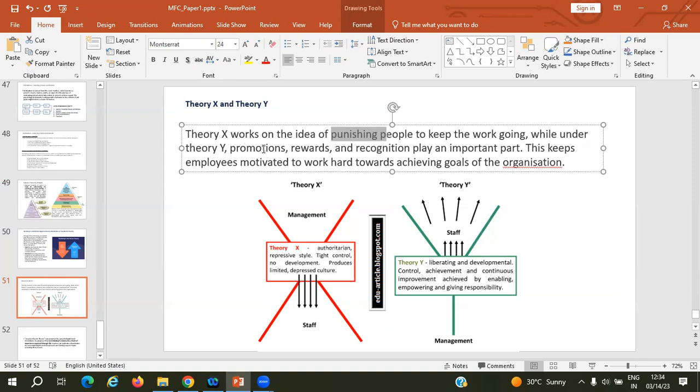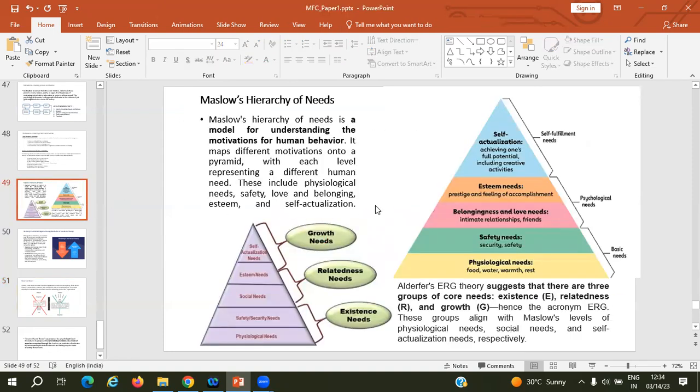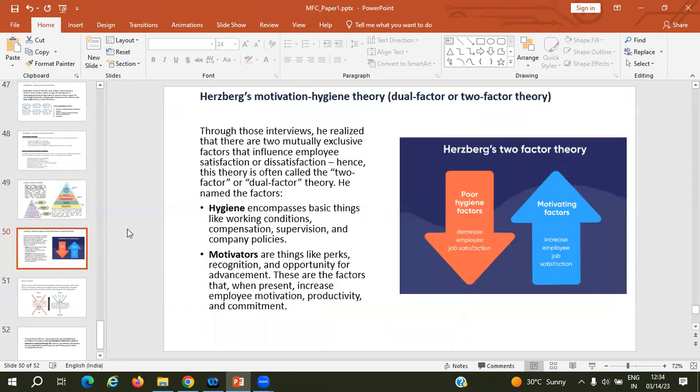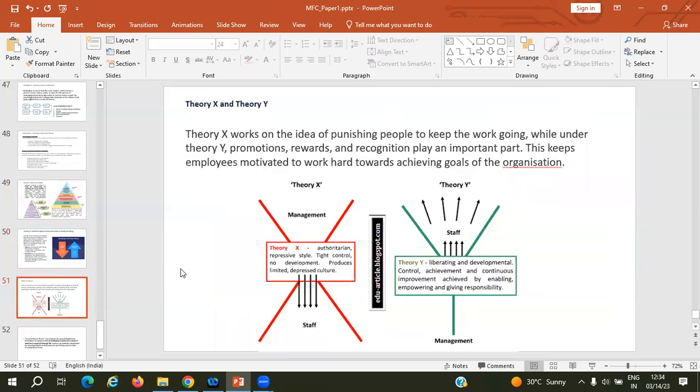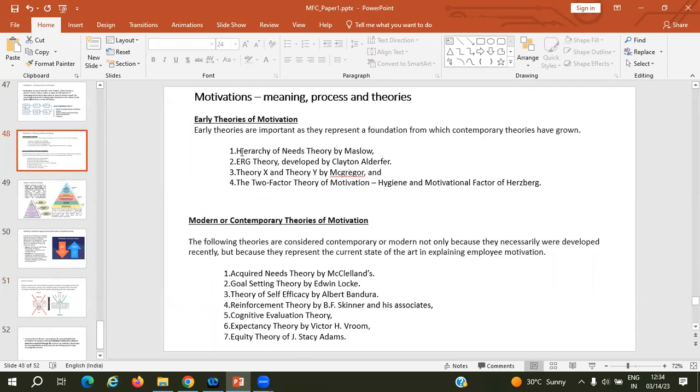This is another theory of motivation, how a person is motivated. So we discussed 4 theories. One is Maslow theory, ERG, two-factor theory, and XY theory. This may come as one long question or short question. These 4 are treated as traditional theory, old theory, or ancient theory of motivation. These 4, what I was telling: hierarchy of needs, ERG, theory X and Y, two-factor theory.